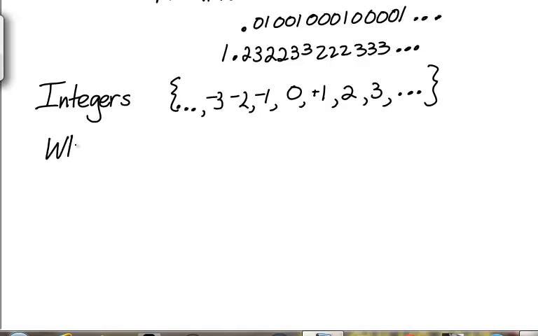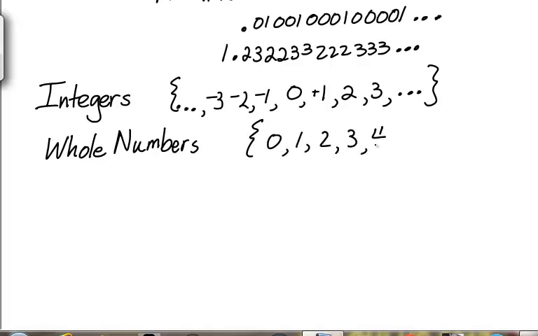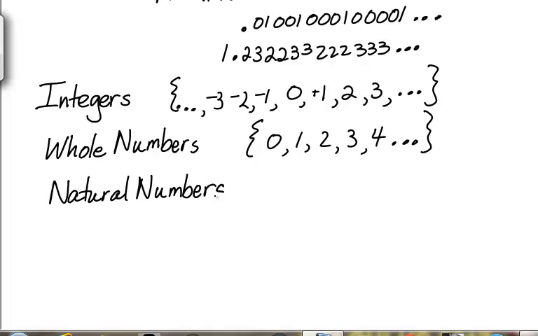Then the next set is the set of whole numbers. Whole numbers are 0, 1, 2, 3, 4, and so on. And then natural numbers. Natural numbers are usually where we start. They sometimes call them natural numbers or counting numbers.